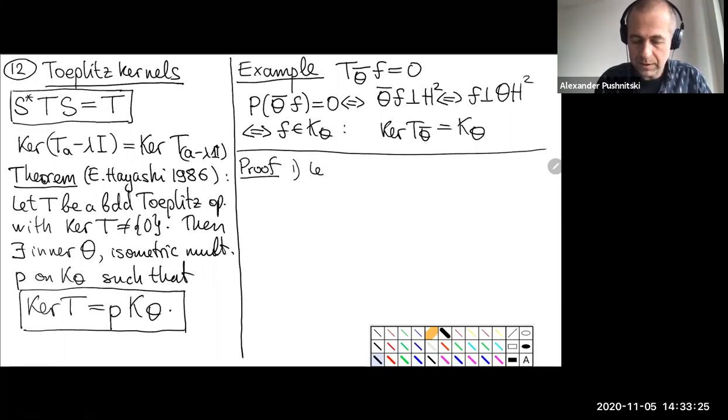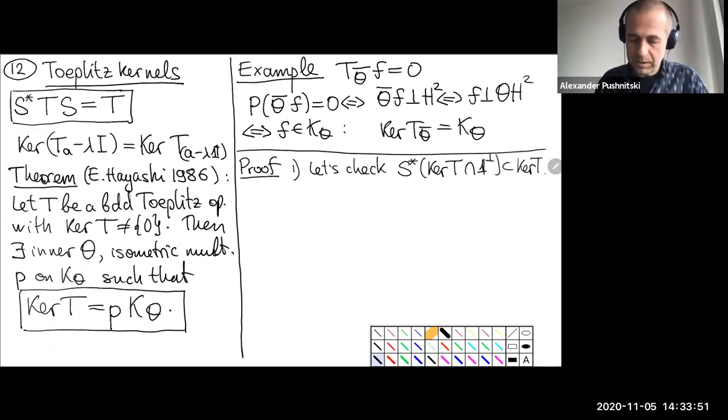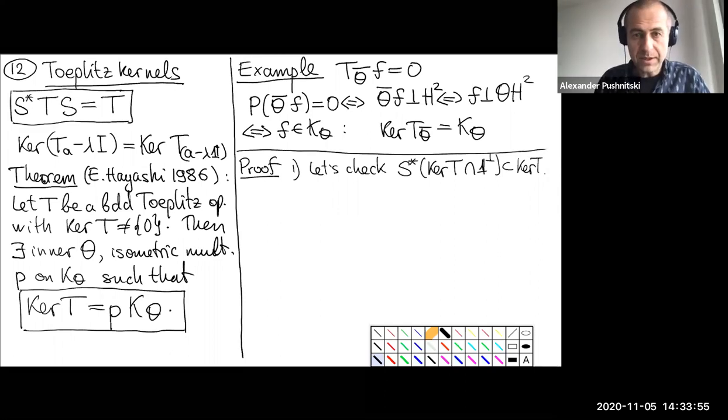The first point is to check that the kernel of the Toeplitz operator is nearly star invariant. Let me just write explicitly what it is. This was, remember, our definition of nearly star invariance. Okay, so this is very easy, in fact.